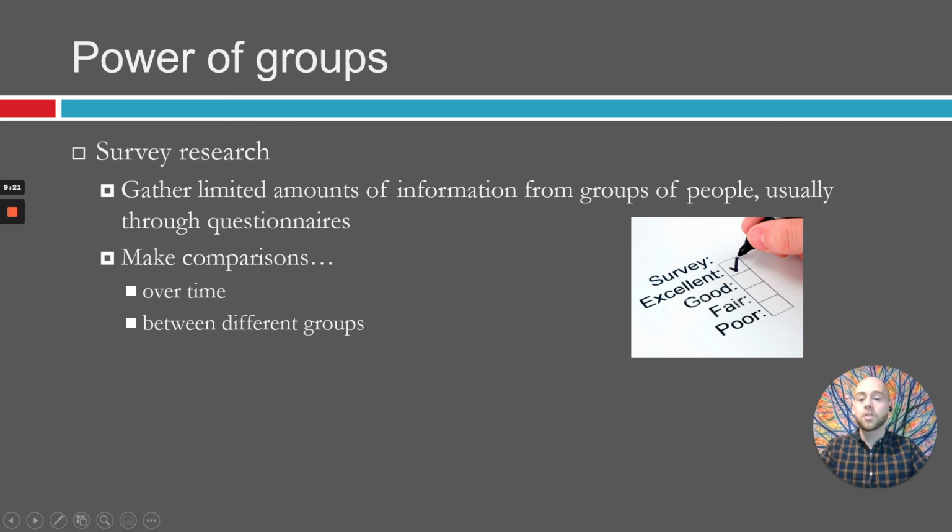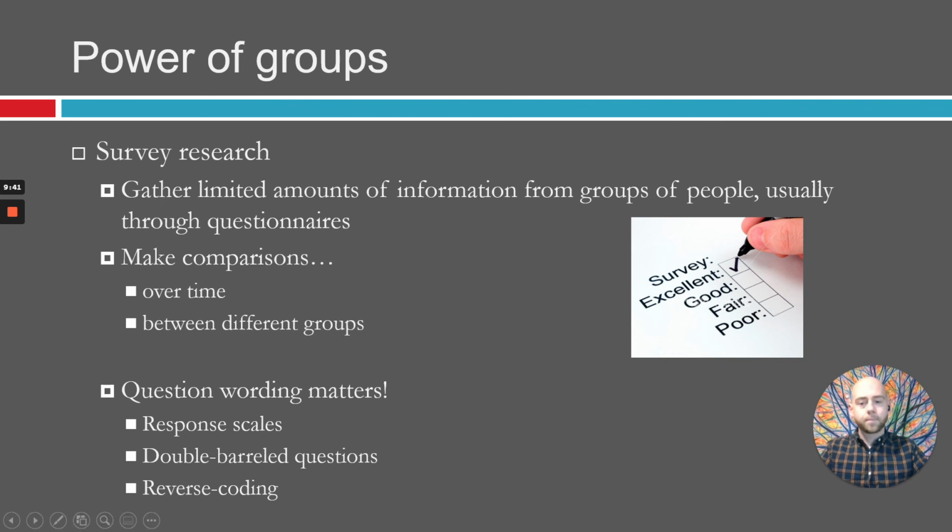You can look at how things change over time if you measure from the same people over time, or you can look at differences between different groups of people and compare, say, people from different states or different income brackets or whatever it happens to be, to see if they differ on goals or personality or whatever as a researcher you happen to be interested in.